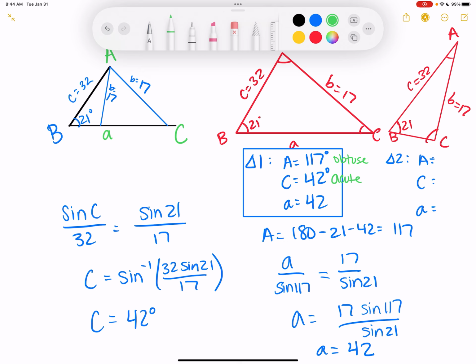Okay, now, the way that we find our other angle for this triangle, because otherwise if we start solving, we're going to get the same information that we just got. Because if I set it up as sine of C over 32 is equal to the sine of 21 over 17, that's exactly what we just did, and you're going to get the same answer, and you're going to be like, oh, I guess they're both the same triangle, but that's not true.